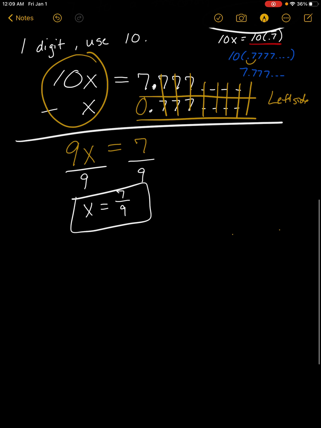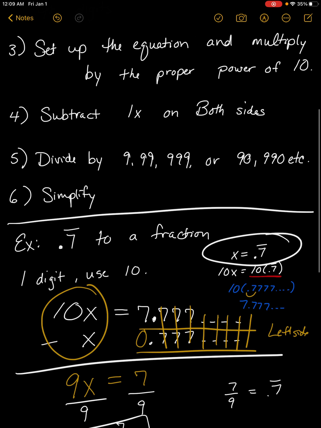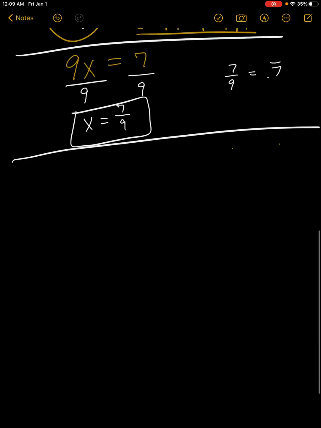Okay, so 7/9 is the fraction. And what is equal to 0.7 repeating? So 7/9 is equal to 0.7 repeating. We know that. Okay, so it's quite the process, but like I said, I would say that steps 3 and 4 are the most important steps, and assigning the correct number. 5 and 6 kind of happen naturally and aren't as hard.